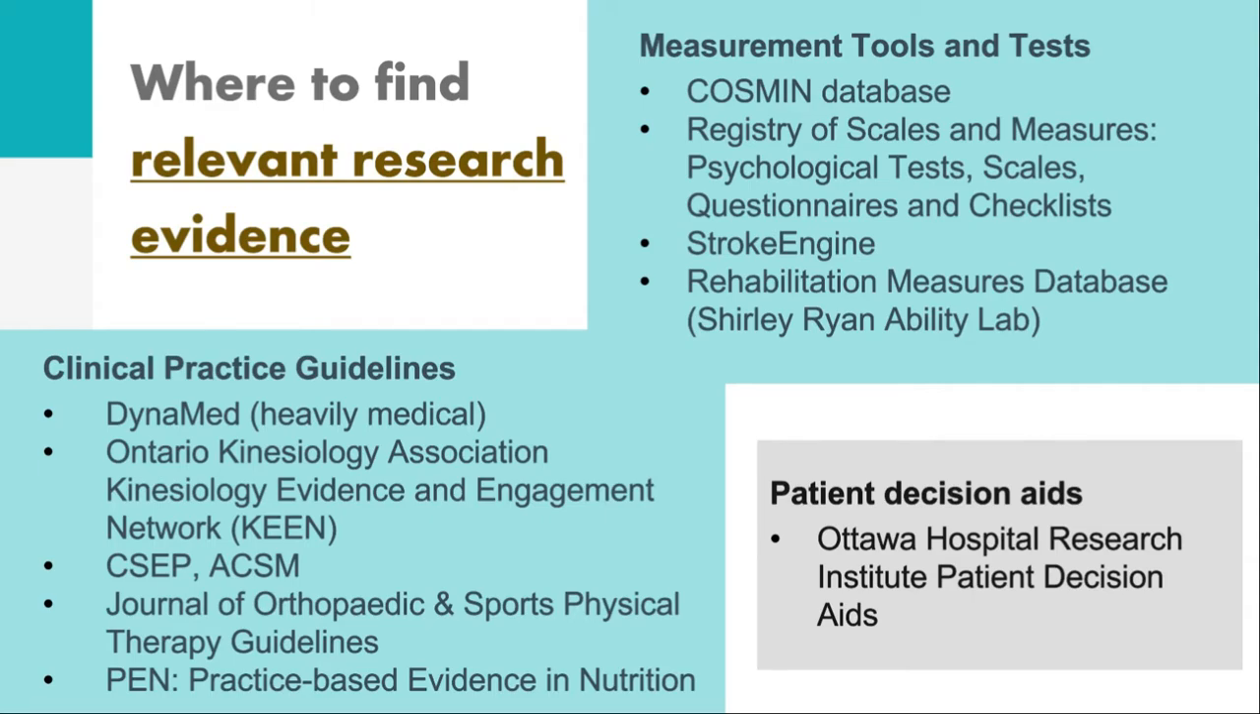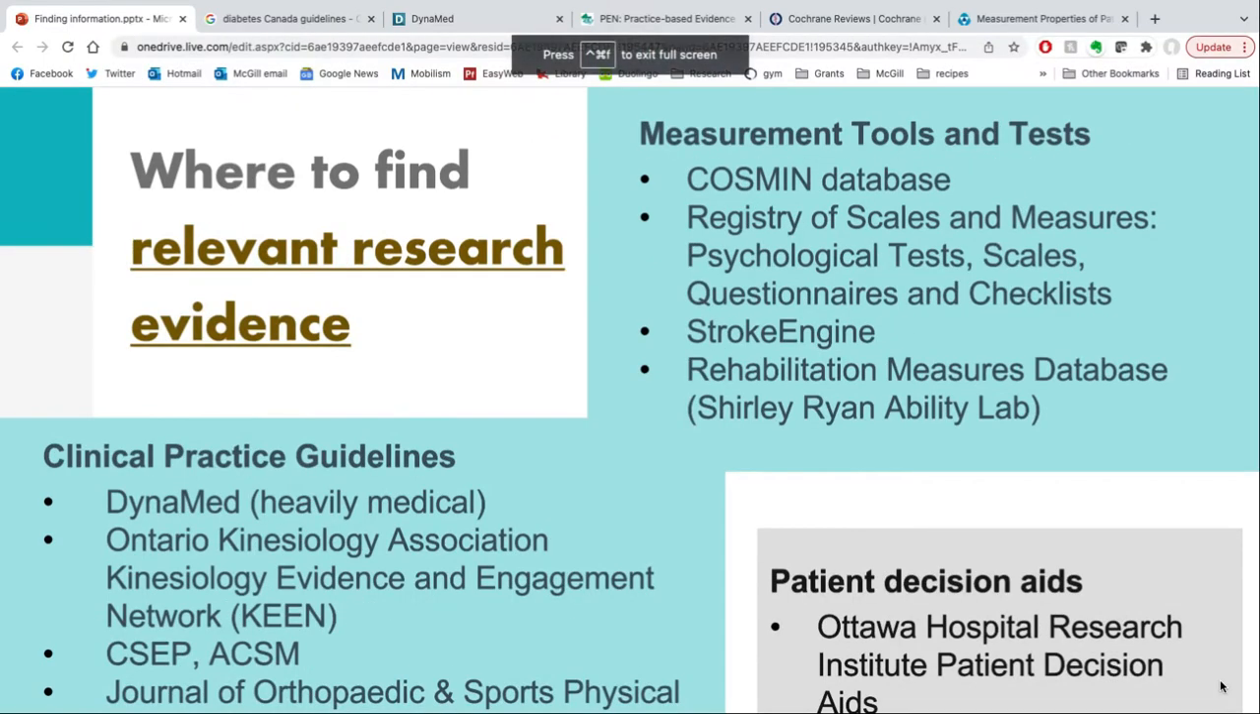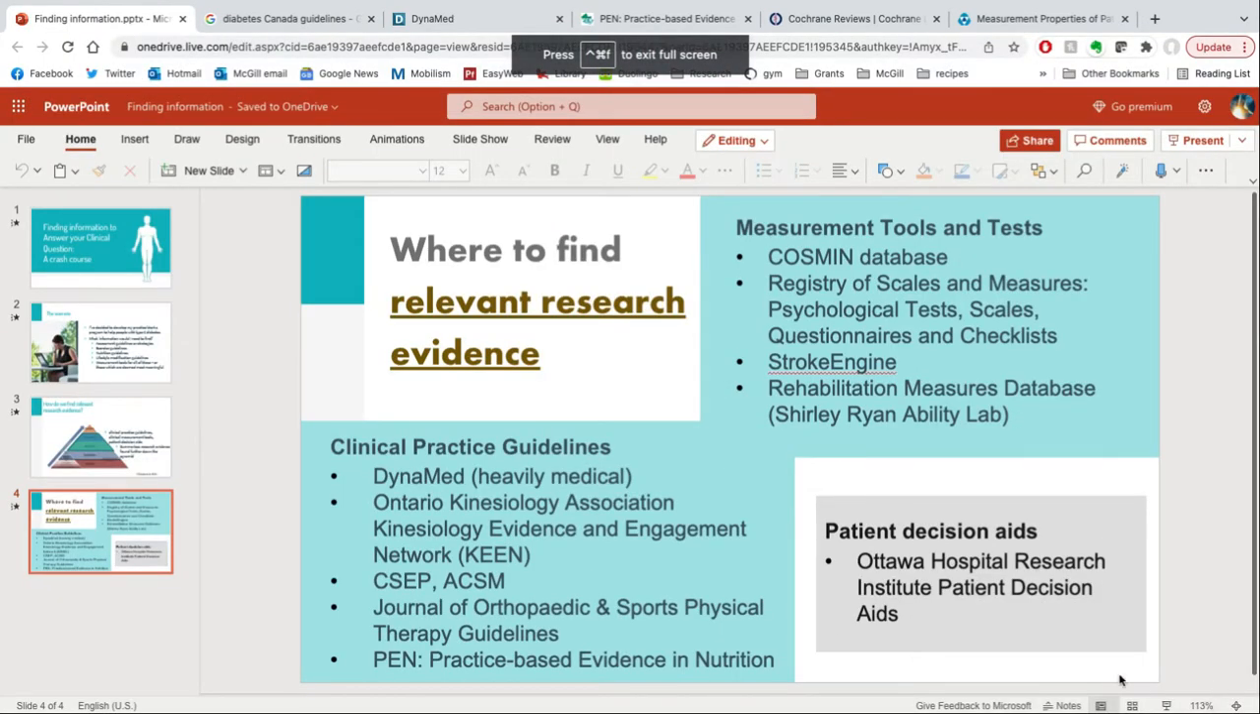So where do I find relevant research evidence? Well, I've listed a bunch of databases here for clinical practice guidelines and measurement tools and tests. These aren't definitive lists, but these will help you on your way to searching for evidence by yourself, because these are quite relevant databases to us as kinesiologists. Now, I'm going to work through some of these databases, but actually what we're going to start with is Google.